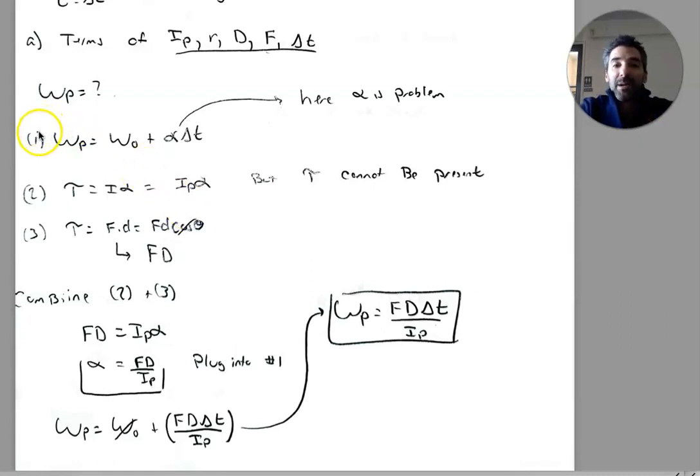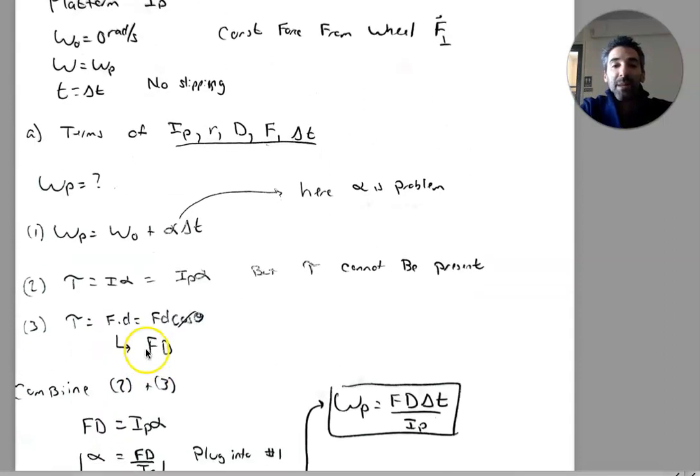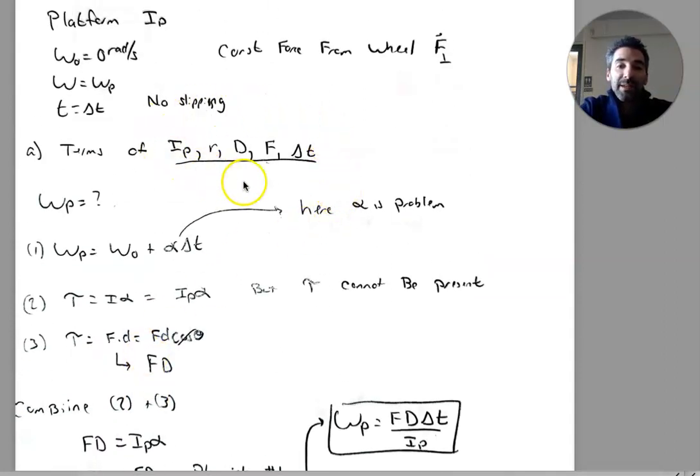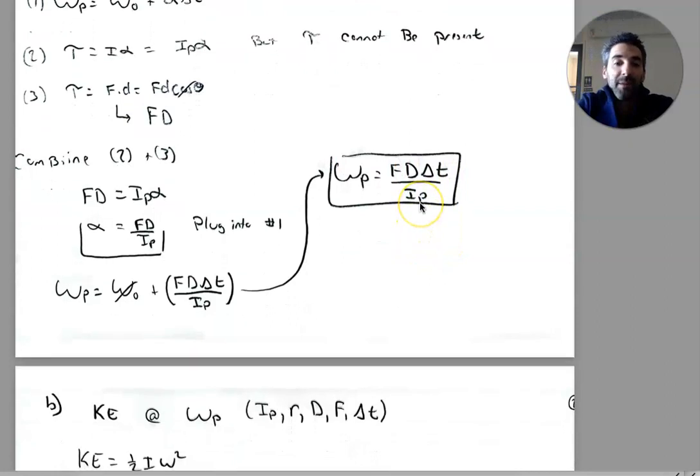You can see I labeled my equations here, 1, 2, and 3. So now I'm going to combine equations 2 and 3 to say my force times distance is equal to the rotational inertia of the platform times alpha. So I know alpha is FD over I platform. And those are all things I can be in terms of. So now I just plug that back in. I know I started at rest, so I know the final rotational velocity of the platform, omega, is FD delta t over the moment of inertia of the platform, IP.